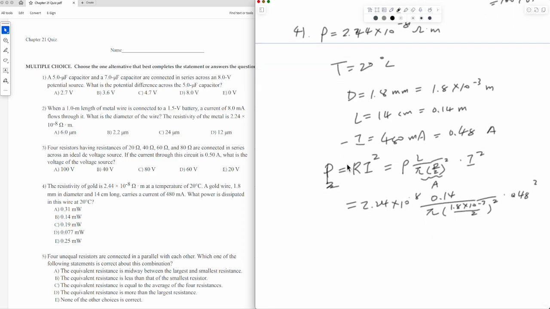In this part of physics, you have to be really familiar with your calculator. Quickly punch this one in and get an answer.